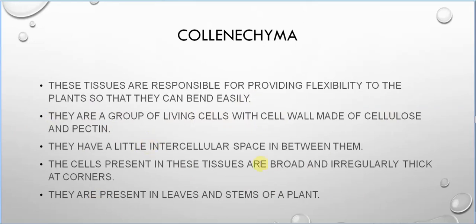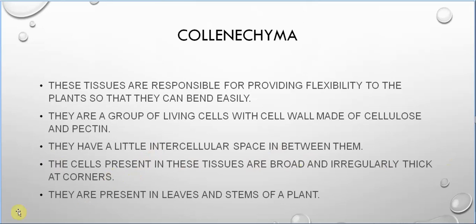They have little intercellular spaces between them as compared to parenchyma. They have less intercellular spaces. Now, if you are having confusion, intercellular spaces mean the spaces between the two cells. The cells present in this tissue are broad and irregularly thick at corners. That means they do not have a regular size. The cells present in these tissues are broad and irregularly thickened at corners.